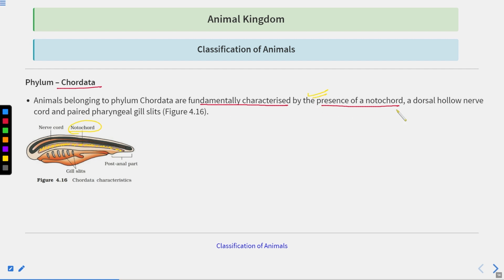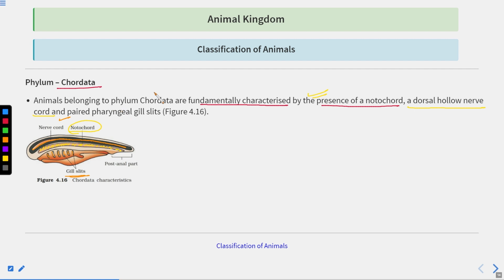Presence of notochord, a dorsal hollow nerve cord. So here you can see the nerve cord, dorsal hollow nerve cord. And a pair of pharyngeal gill slits. So these are the gill slits, paired pharyngeal gill slits. This is a very, very important feature of the phylum Chordata.